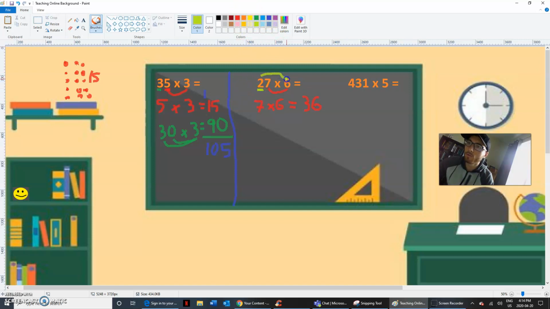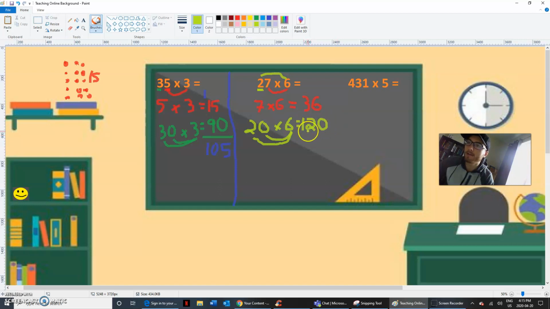So 2 tens is the same as what? 20. Right. So 20 times 6 equals, so 6 times 0 is, of course, 0. And then we go to the next place value, 6 times 2 tens. So 2 times 6, or 2 tens times 6, is what? 12. Right.